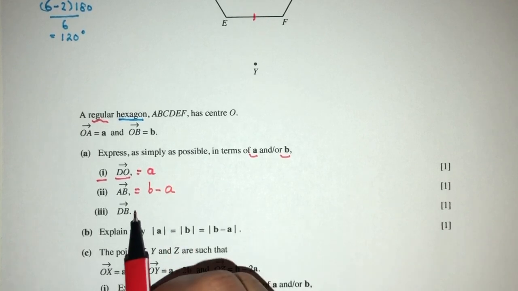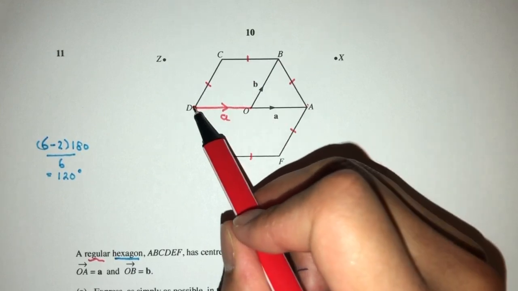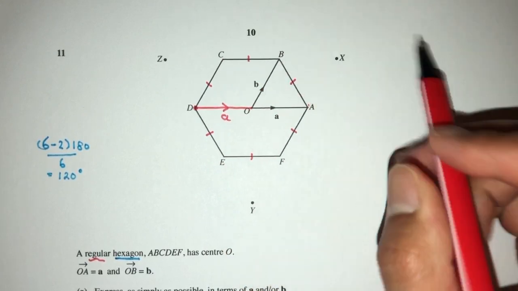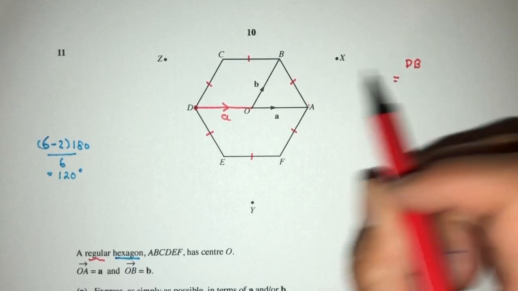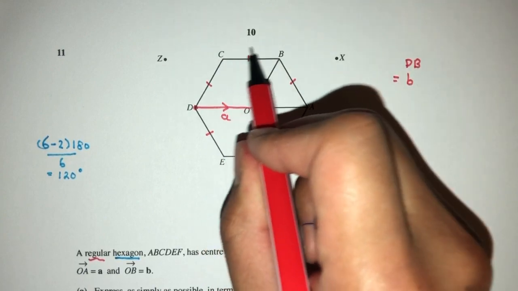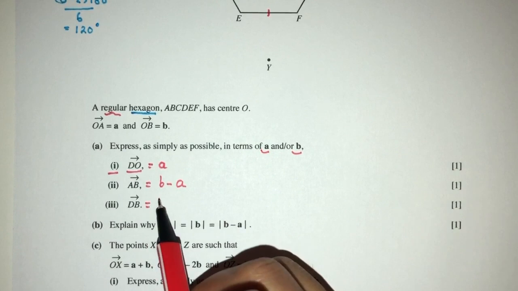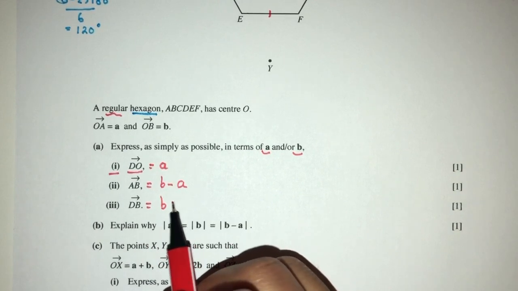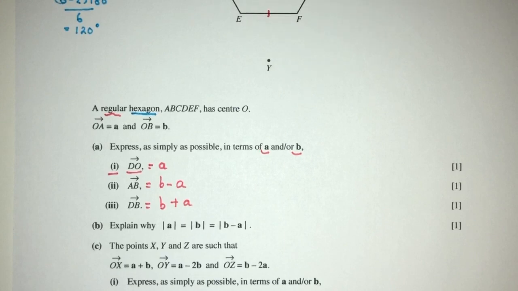Now finally for DB as well, DB has to be DC and CB. So DB has to be, DC is the same direction as this, that will be B, and CB has to be plus A. So B plus A will be DB. Okay, so that will be question part A.